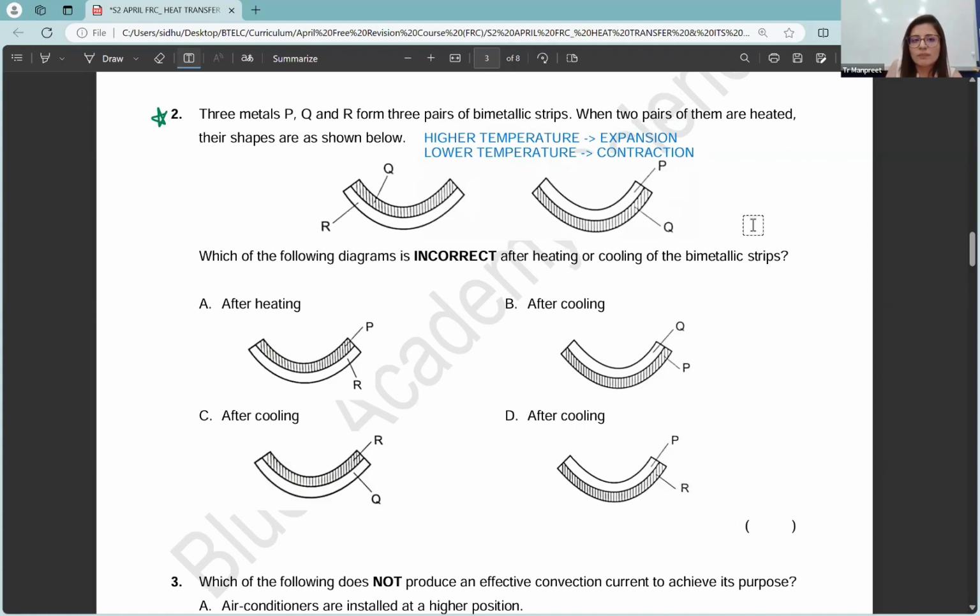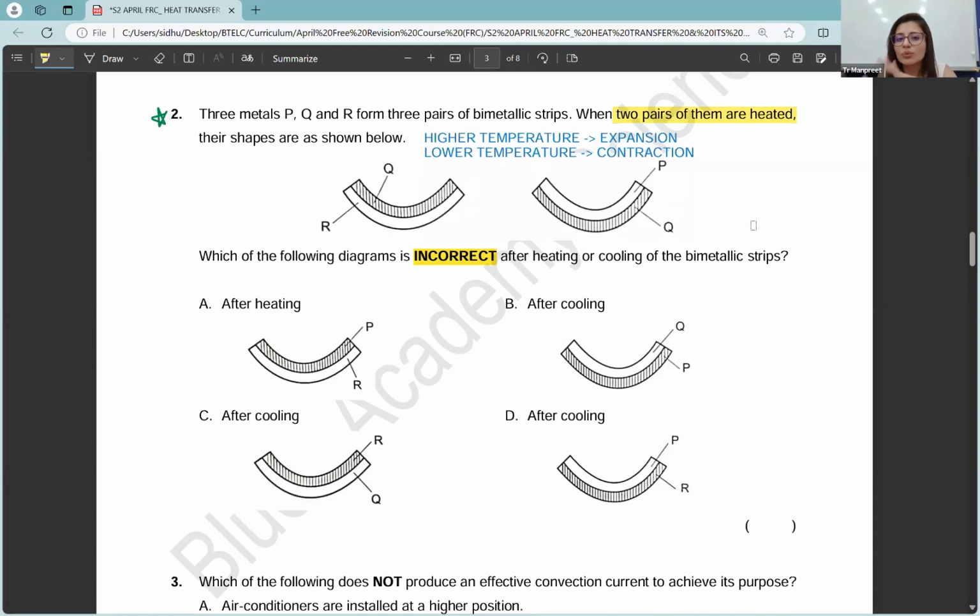So we look at these two. Here you are told two pairs are heated, so that means an increase in temperature, and what you are given is expansion. You want to know which of the following is incorrect. Take note: incorrect, not correct, after heating or cooling them. They're looking for different variations. It gives you these two separate variations and they want you to find the other variations.